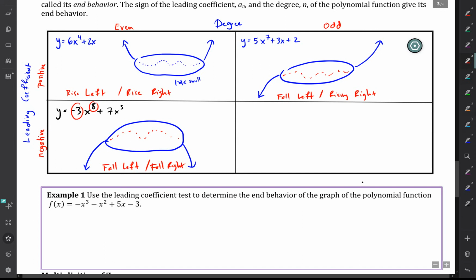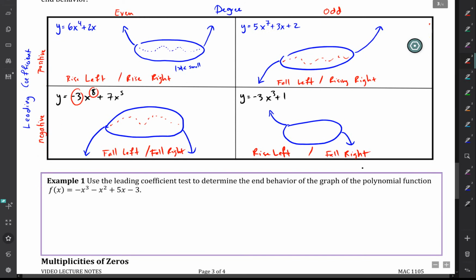Now the last case is when you have odd degree and you're negative. It'd be like y equals negative 3x cubed plus 1. Here it's the mirror image, or the flip, upside down of the top right corner. So now we're going to fall to the right and rise to the left. Again, think of this as just flipping this top box upside down.